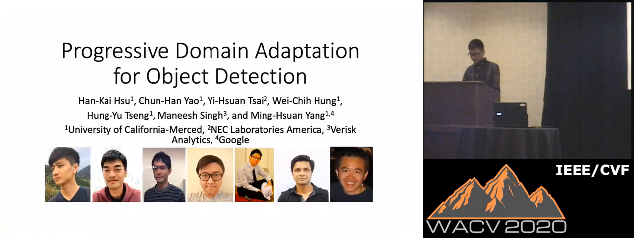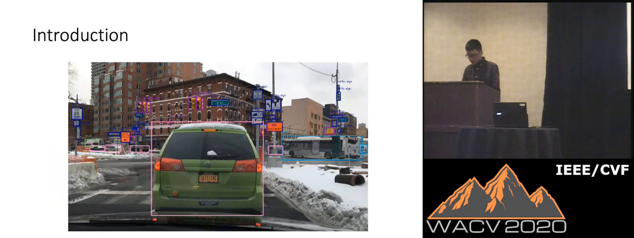So hi everyone, my name is Han Kai-Su, and I would like to present our work on progressive domain adaptation for object detection. For the object detection task, the main objective is to provide bounding boxes and category labels to every object in the given scene.